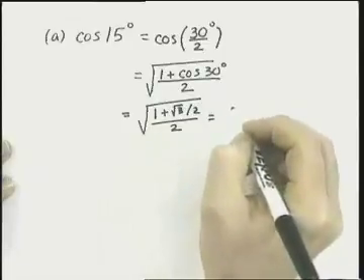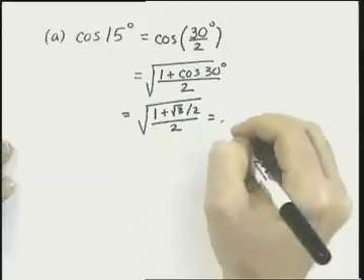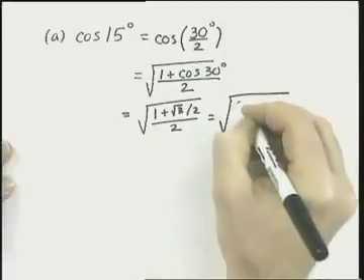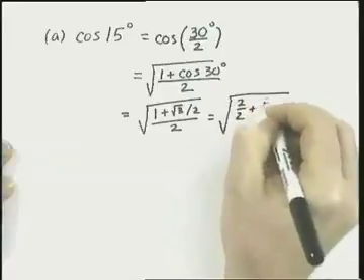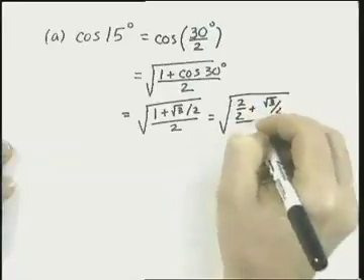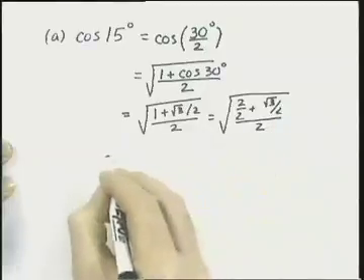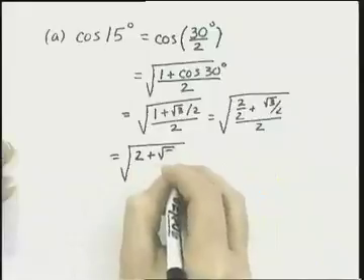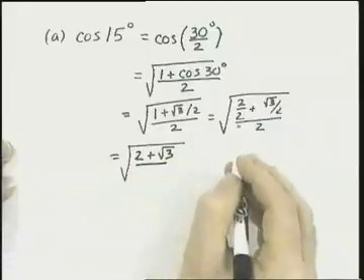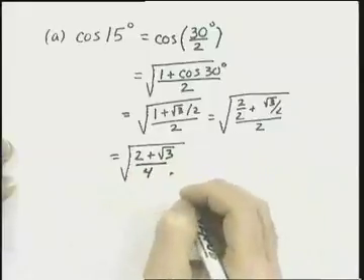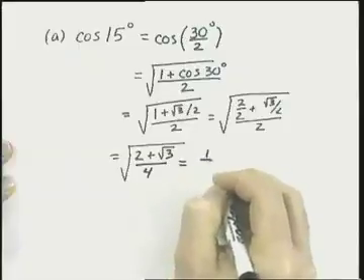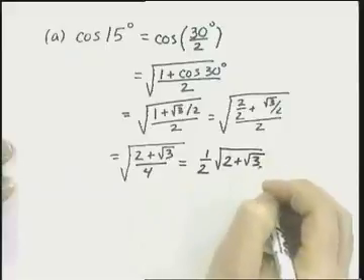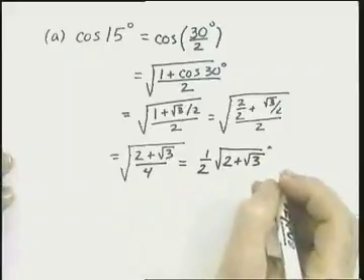What that gives me is the square root of 2 over 2 plus the square root of 3 over 2 all over 2. And that gives me 2 plus the square root of 3. Now these 2's drop to the denominator, so it's over 4. Then I get 1/2 the square root of 2 plus the square root of 3.